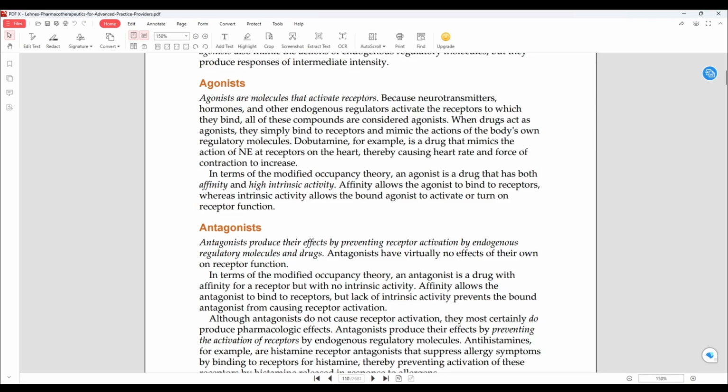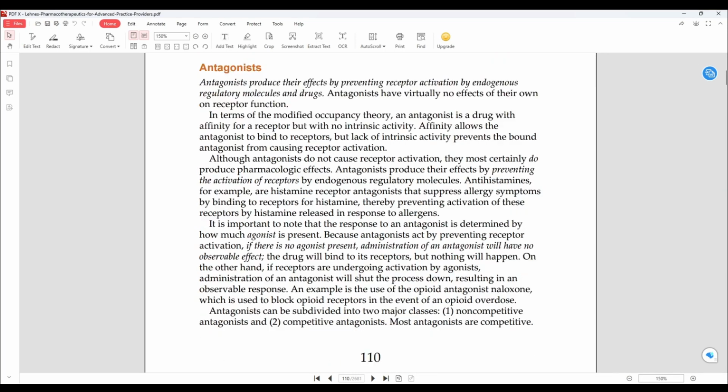In terms of the modified occupancy theory, an agonist is a drug that has both affinity and high intrinsic activity. Affinity allows the agonist to bind to receptors, whereas the intrinsic activity allows the bound agonist to activate or turn on the receptor function. So, that then leads us to the opposite side of it, the antagonists. Antagonists produce their effects by preventing receptor activation by endogenous regulatory molecules and drugs. Antagonists have virtually no effect of their own on receptor function.